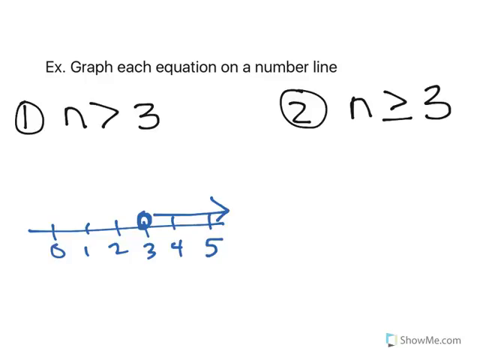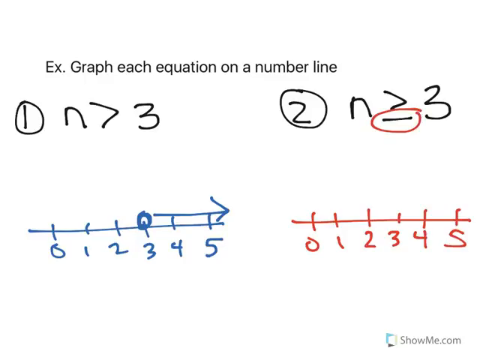And number 2 says n is greater than or equal to 3. I can still draw my number line. The only difference is that in this case there's that equal to sign. So I'm going to fill that circle in and then draw my arrow, because the choice could be 3, since it's or equal to. Please be careful when you're graphing. If it's an open circle, it doesn't have the line underneath, like in the first example, and if it's a closed, filled in circle, it does have the line underneath.